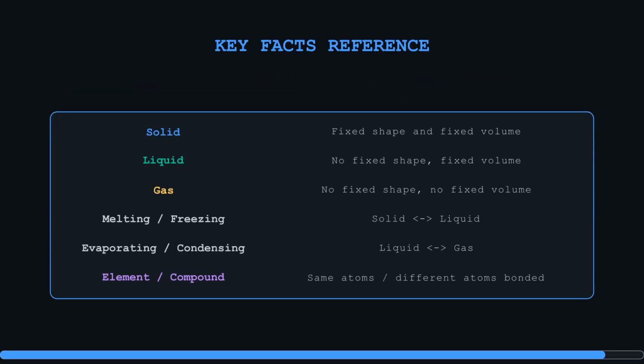Here is your quick reference. A solid has fixed shape and volume. A liquid has fixed volume, but takes the shape of its container. A gas has neither fixed shape nor fixed volume. Melting and freezing convert between solid and liquid. Evaporating and condensing convert between liquid and gas. An element contains only one type of atom, while a compound contains different atoms bonded together.